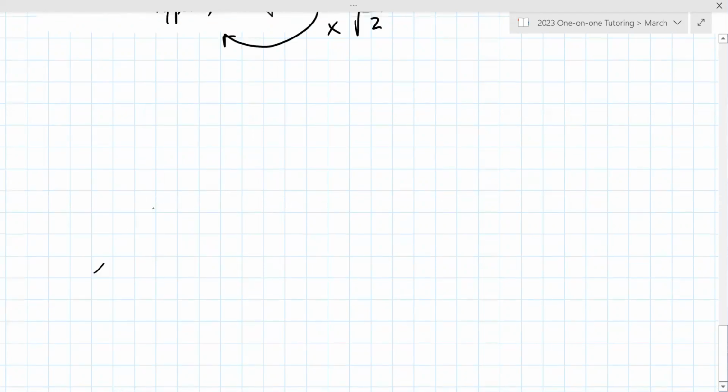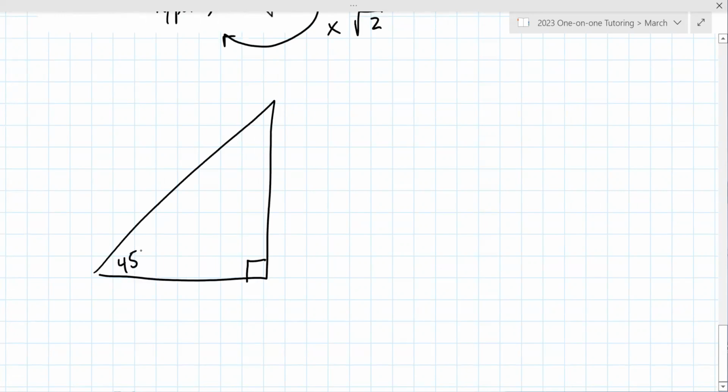All right, so here's your new problem. First of all, if this angle is 45 degrees, what is the other angle? It's the same, 45. Yes, very good. Okay. Now let's say the leg here is 10 square root of 2. What is the other leg? 10 square root 2, right? Yep.